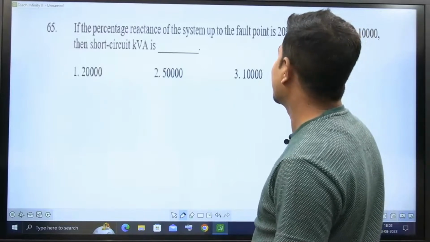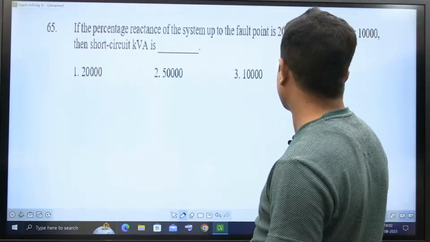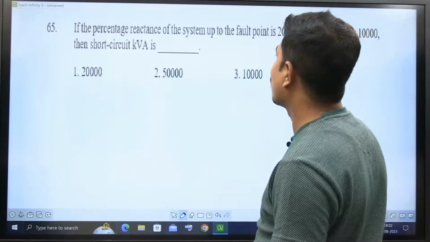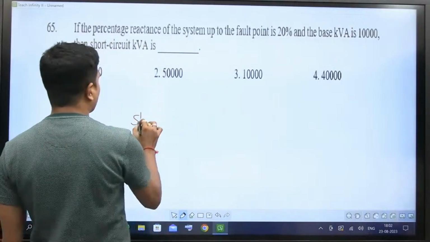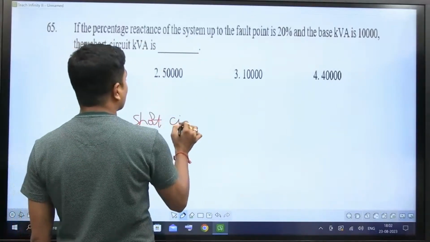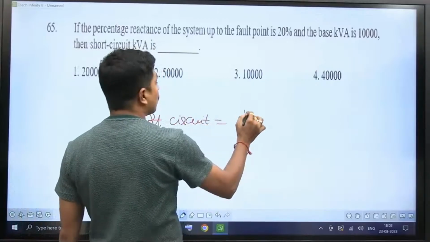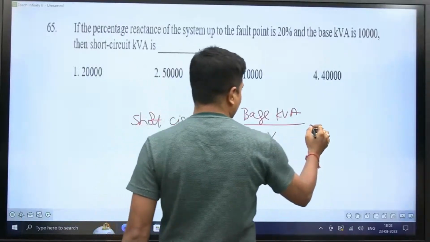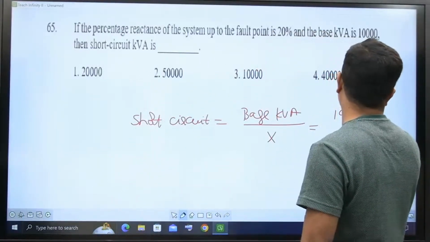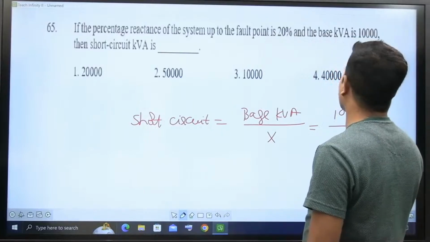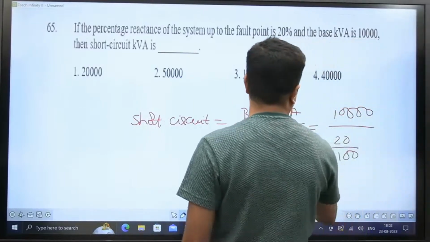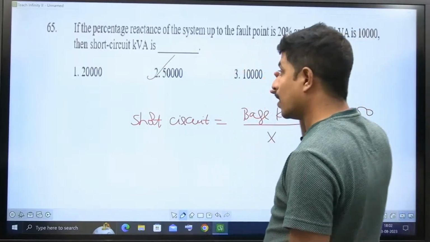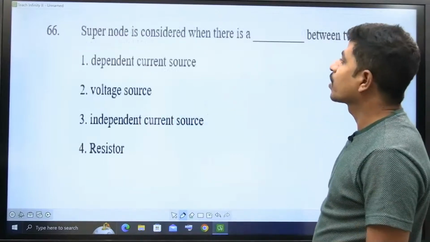If the percentage reactance of the system up to the fault point is 20% and the base KVA is 10,000, then the short circuit KVA is equal to base KVA by reactance X. Base KVA is 10,000 divided by 20%, which means 20 divided by 100. Therefore, it will be 50,000. Answer is 50,000. Choice is 2.